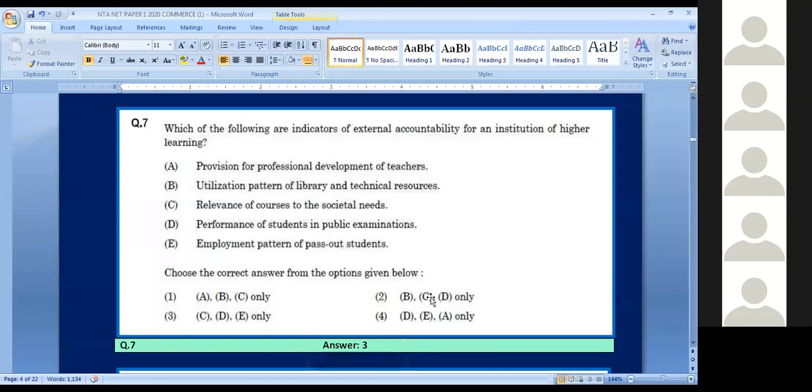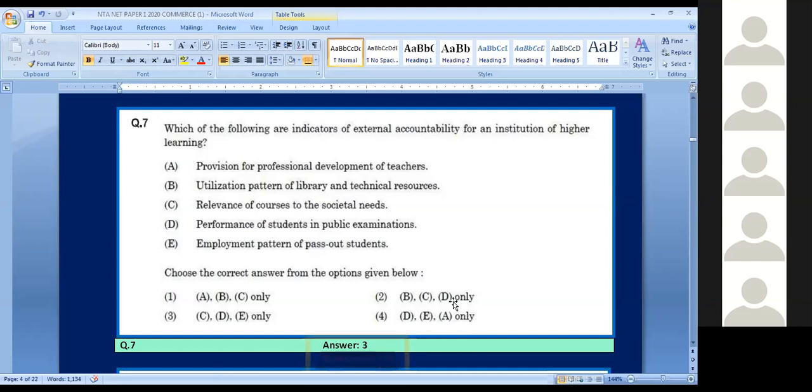So you see C is there in every option. Okay. Then check out D. Performance of students in public examination. Yes. Result analysis is one of the major criteria for grading for any higher education institution. So the option without D is ruled out. So I can rule out number 1. So 1 and 4 are ruled out. The answer is between 2 and 3. Let me check whether it is E or B.